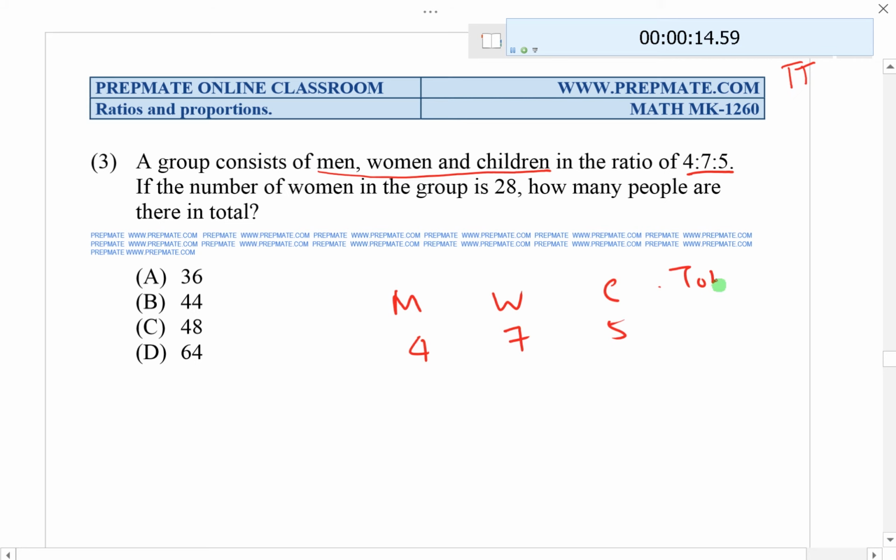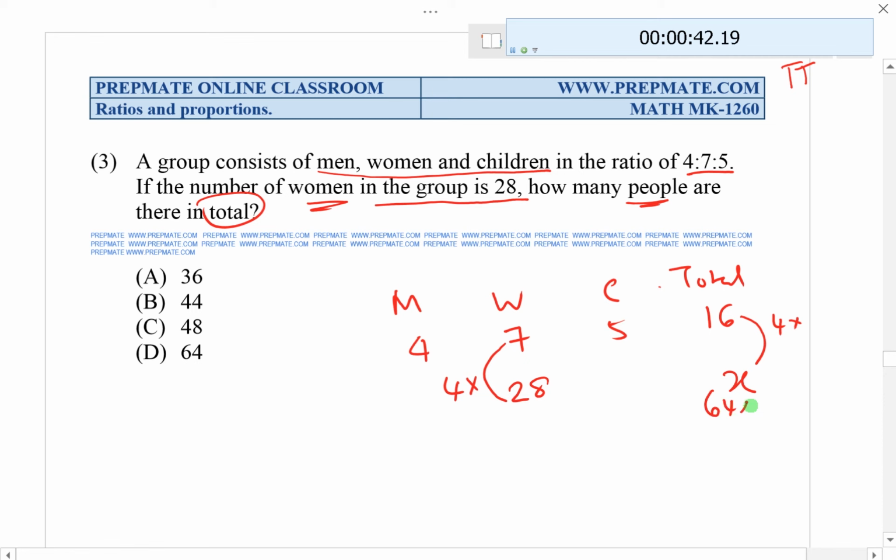So we're going to come up with a total. That's going to be 4 plus 7 is 11 plus 5 is 16. Okay. If the number of women in the group is 28, so I'm going to write 28 below the number 7. And how many people are in the group in total? So we've got to figure this out. And so as you can see, this is 4 times 7. And so this answer should also be 4 times 16, which should be 64. There are 64 people in the group. That's the answer. So we're going to pause the video.